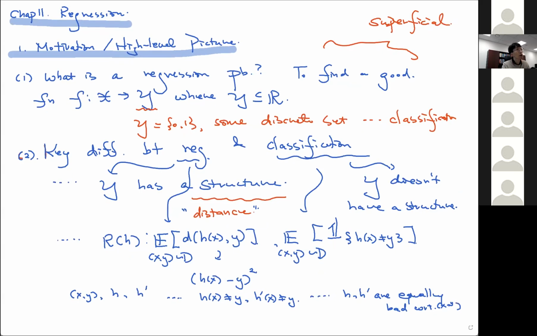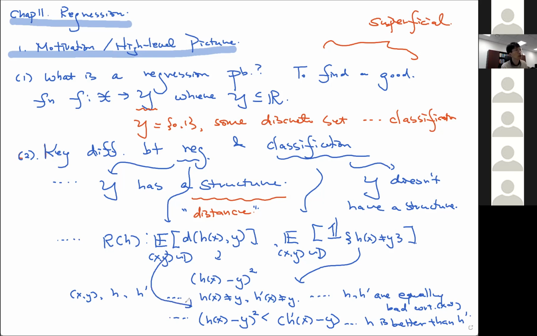However, for regression, the story can be different. So this is the story from the classification. But for regression, if H of X, even when they are different, if H of X is closer to Y, maybe in terms of square distance, then we say that H is better than H prime, with respect to this specific example, x comma y. So that's the situation in the regression.